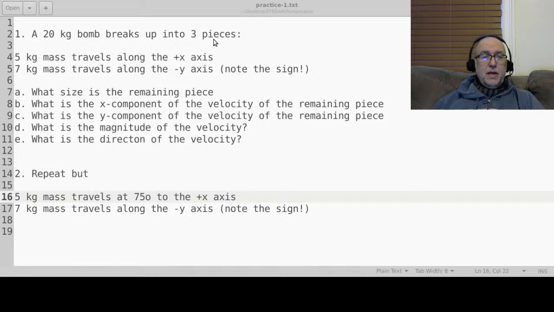So we have a 20-kilogram bomb. It blows up into three pieces. There's a 5-kilogram piece that travels along the plus x-axis. I'll draw a picture in a minute. And a 7-kilogram piece that travels along the negative y-axis. Sorry, I first said the negative x-axis, not the positive x-axis, but it's the negative y-axis. Again, I'll draw a picture of what I mean by that, but I think it's pretty clear. Then I ask a series of questions here, and of course there's a third piece. So let's draw a picture and take a look at what's going on.